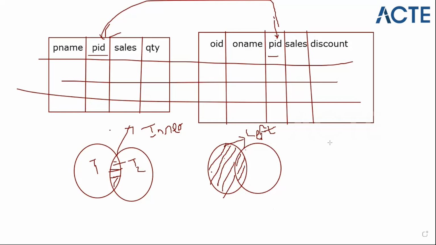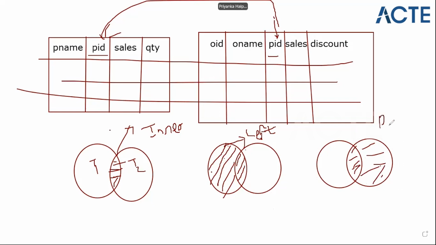Okay, now let's talk about right join. So what do you think? What is the right join? The content of the right table which is uncommon, and also the content which is common. So the common part plus the uncommon part of the right side is nothing but right join.